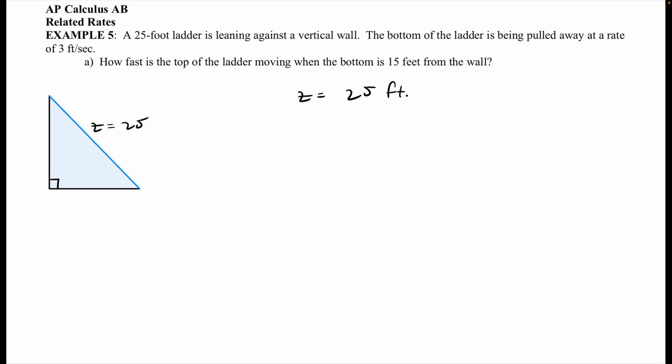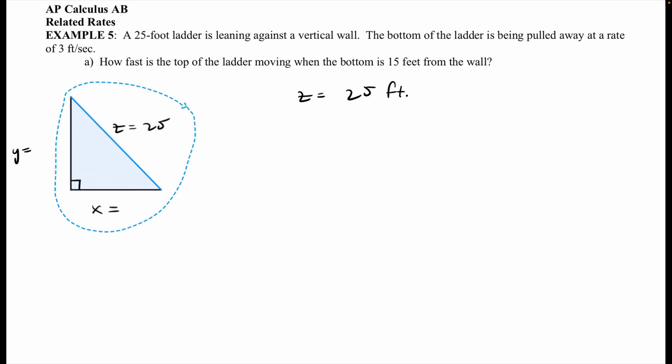That's one thing. What else do I know? I know a couple other things. dy/dt is 3 feet. It's going to depend on which one is x and which one is y. Oh yeah, sorry, this was x, this is y. So say it again: 3 feet per second. What is dx/dt? dx/dt is 3 feet per second.